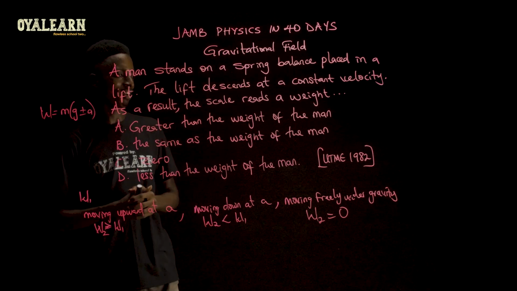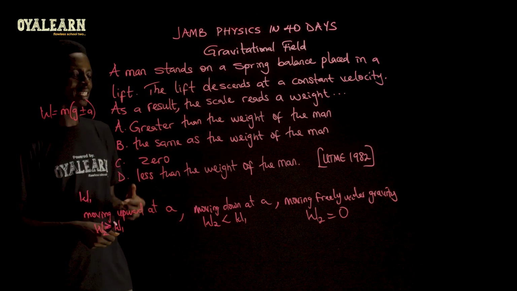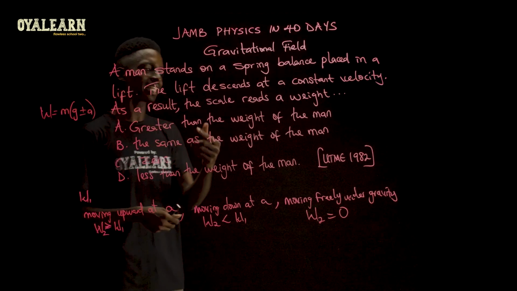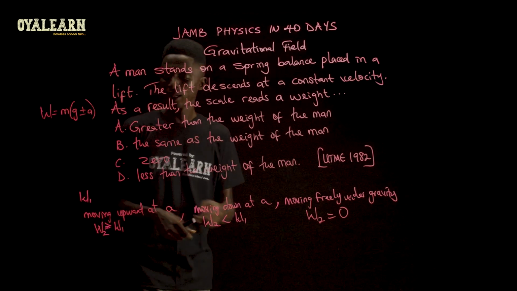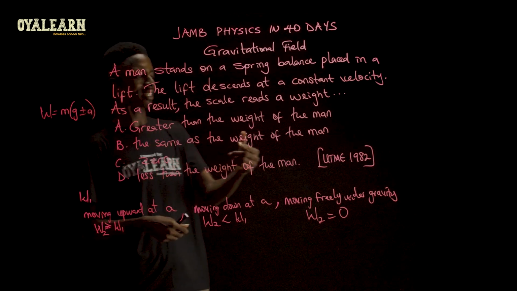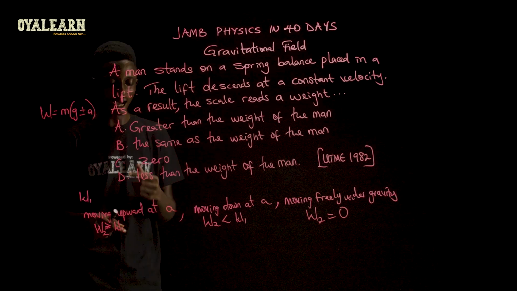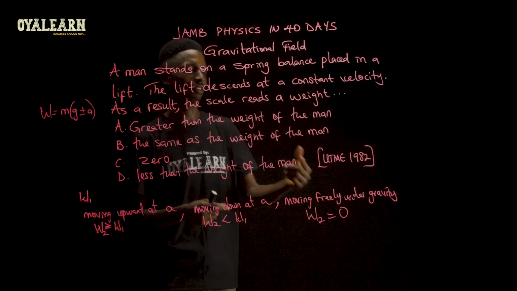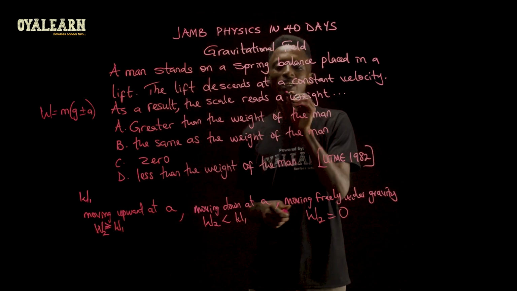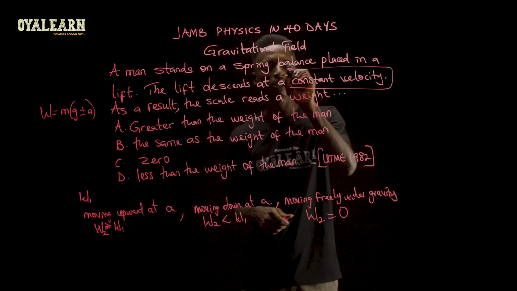Now, let's look at the options here. A says the weight will be greater than the weight of the man. B says it will be the same as the weight of the man. C says it will be 0, while D says it will be less than the weight of the man. But in the question, it is coming down at constant velocity.